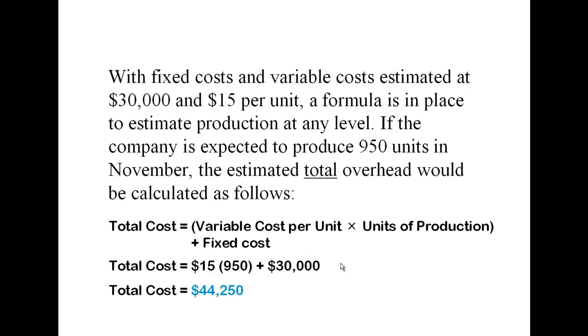At least within that relevant range. So we have 30,000 as our fixed cost and $15 per unit times 950. So when we add all that together, we're going to get $44,250. So it's a really cool tool to be able to estimate what the total costs are going to be.